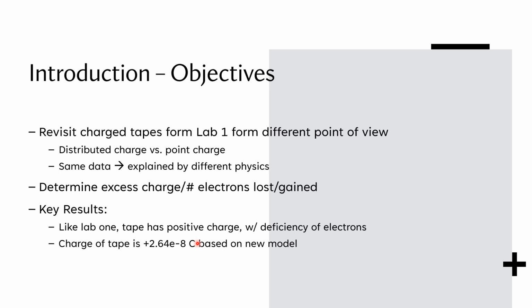And I found that, like lab 1, the tape has a positive charge with a deficiency of electrons, but the charge of the tape is closer to 2.64 times 10 to the negative 8th coulombs, rather than around, I think, 2.06 times 10 to the negative 8th compared to last time.